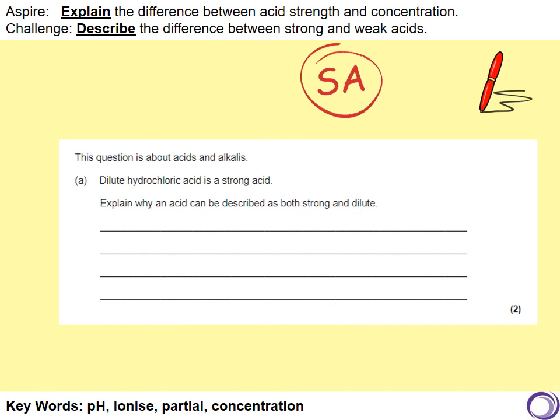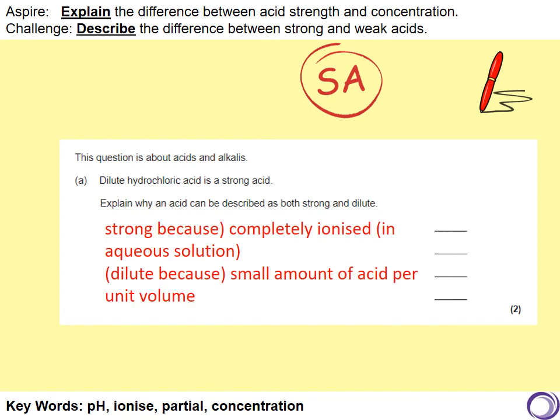Okay, let's grab a different colour pen, and if at any point you need to pause the video, please do so and modify your answers. So explain why an acid can be described as both strong and dilute. It can be strong because it's completely ionised, and it can be dilute because only a small amount of acid is present per unit volume.